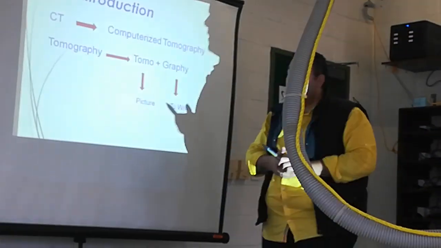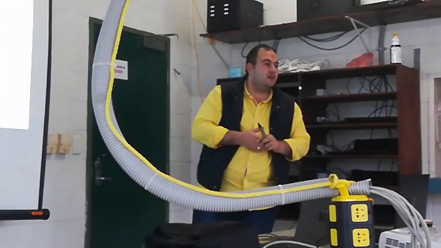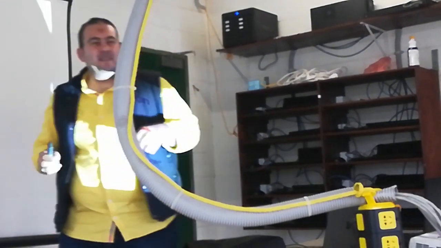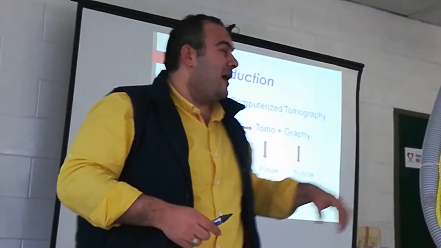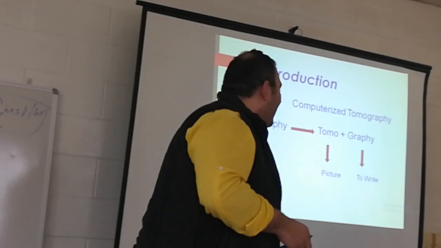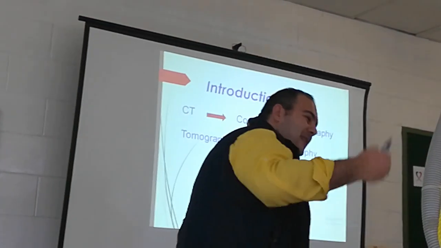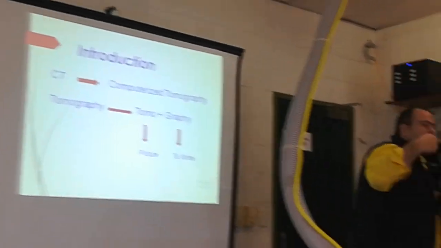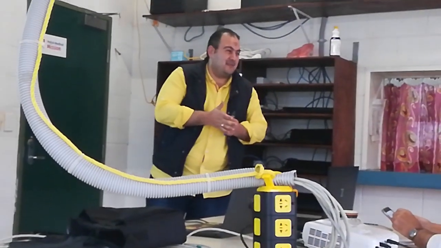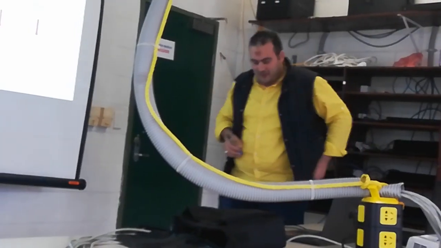CT means computerized tomography. Tomo comes from tome and means cutting. You will find different definitions for this. Sometimes you will find tomo is a Latin word meaning picture, and graphy means to write. Another source will give another definition, tomo may be slice, cuts or slides. It's called contextual usage. So tomography, as we explained.